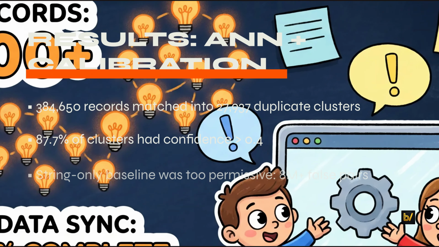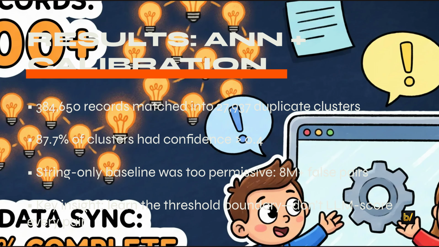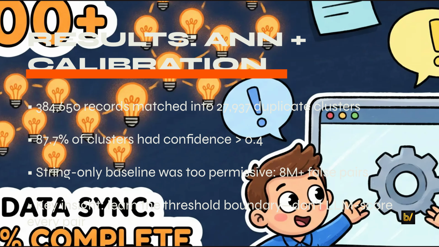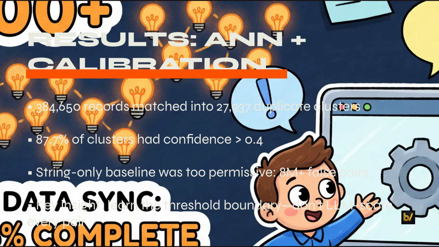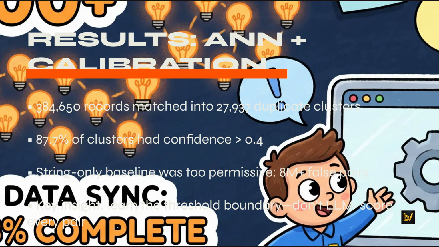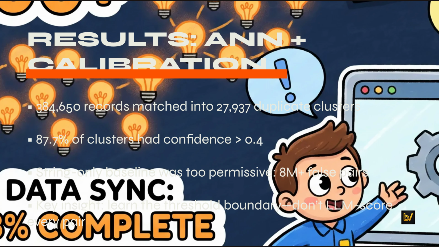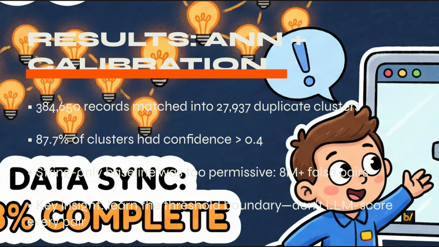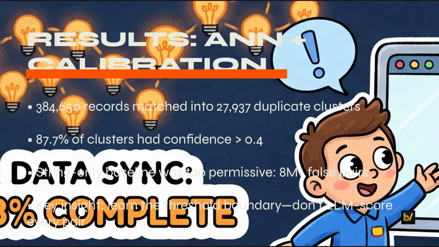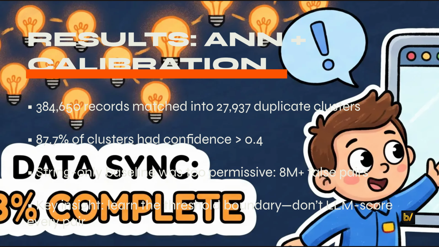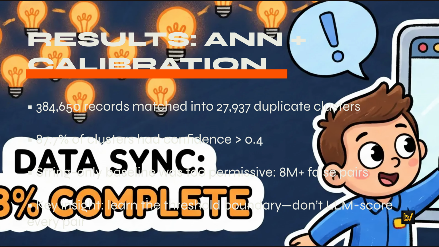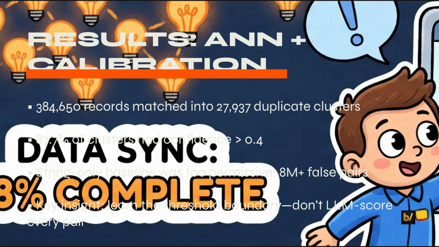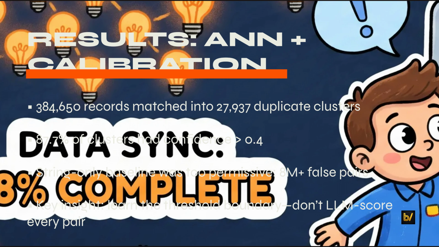The final numbers tell the story. 384,650 records matched, 27,937 duplicate clusters identified, and 87.7% of clusters with confidence above 0.4. Compare that to a simpler string-only run, which produced a threshold that was far too permissive and promoted over 8 million false pairs. The key insight is that you don't need to ask the LLM about every borderline case. You just need to learn where the boundary is.